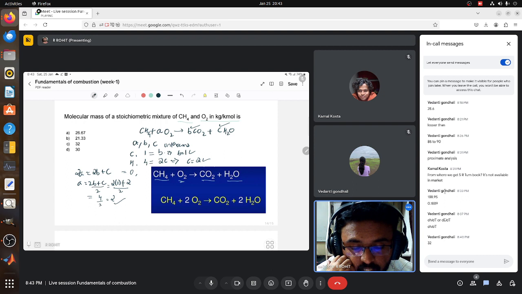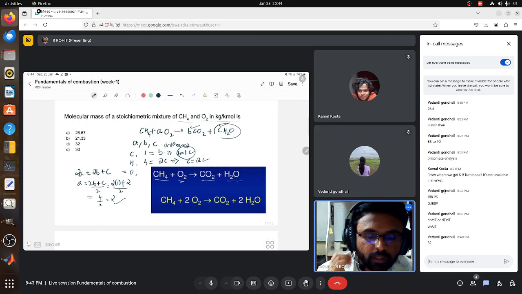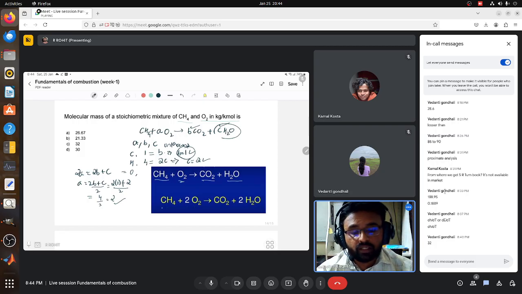So your final stoichiometric equation will be CH4 plus 2O2, that is A, you report as 2 kilomoles of O2, will give rise to 1 mole of carbon dioxide, that is B is equal to 1, and 2 moles of water, so that is C is equal to 2. So now you got this stoichiometric equation. So this is your stoichiometric equation at your hand.